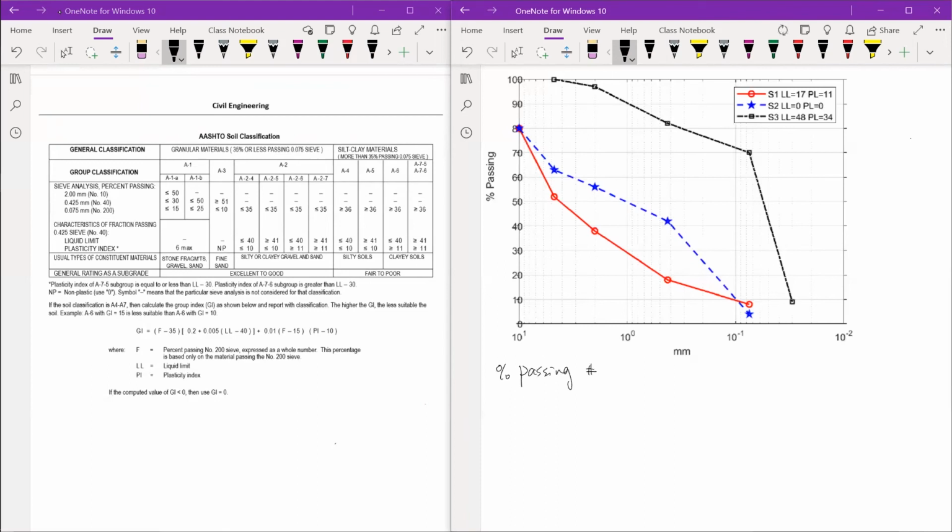on sieve number 10, which is 2 millimeters. So we identify 2 millimeters on our grain size distribution curve. So this is 0.1 millimeters, 0.2 is here, and then this is like 1 millimeter and 2 millimeters here. So we get a percent passing number 10 at 2 millimeters of about, we read from this curve, about 38%.